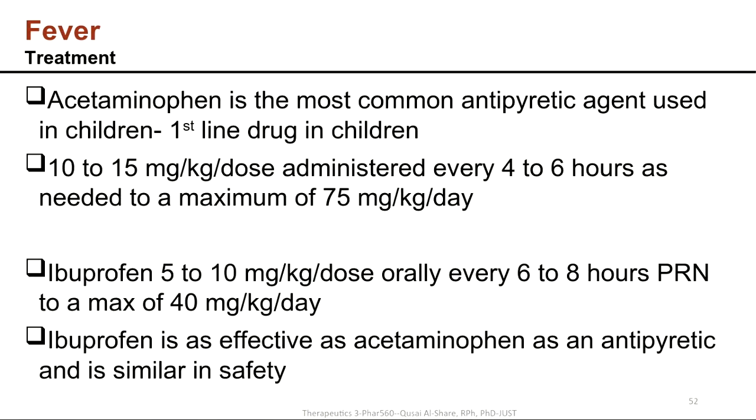We all know the treatment for fever. Normally, acetaminophen is the first choice. It's the number one or first line drug in children. It's the most common antipyretic agent used in children. Remember this dose, 10 to 15 milligram per kg per dose, administered every 4 to 6 hours as needed, to a maximum of 75. In any scenario, in any case, don't exceed 75 milligram per kg per 24 hours. And again, I will mention that again, per 24 hours.